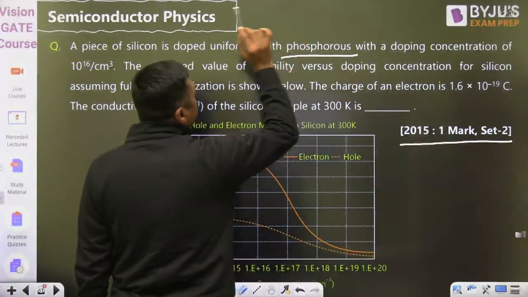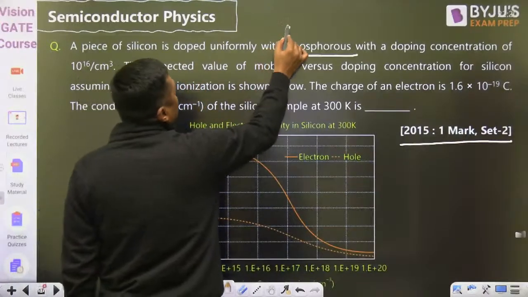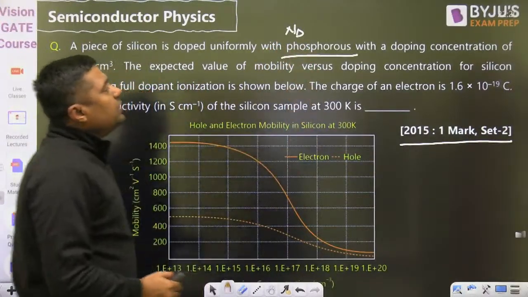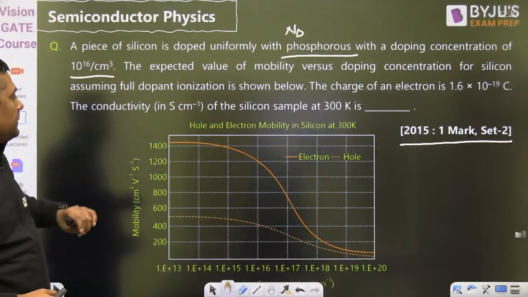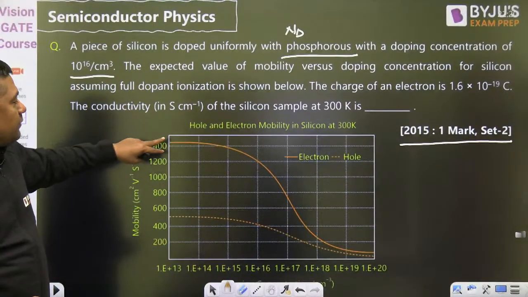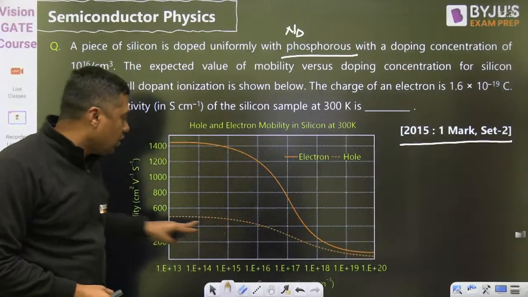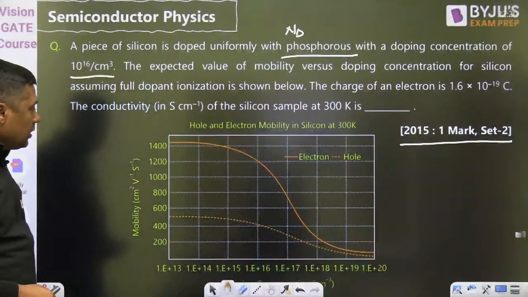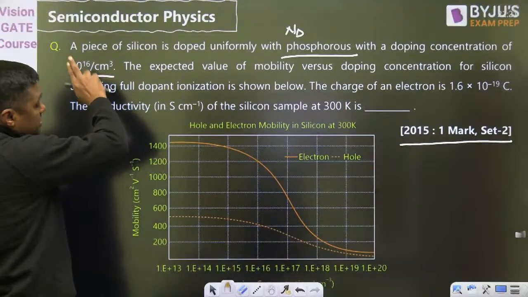Phosphorus means pentavalent impurity. Pentavalent means ND, donor impurity. With a doping concentration of 10 to the power 16, it is an N-type bar. N-type bar means we have to deal with the mobility of electron. So the upper line is the mobility of electron, the lower one is the mobility of hole. So the mobility of electron at 10 to the power 16 doping.